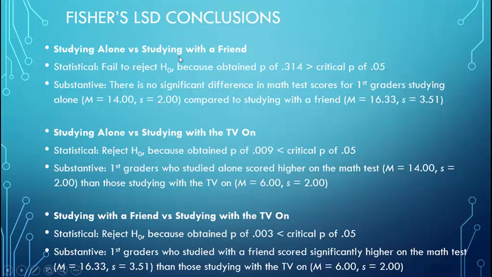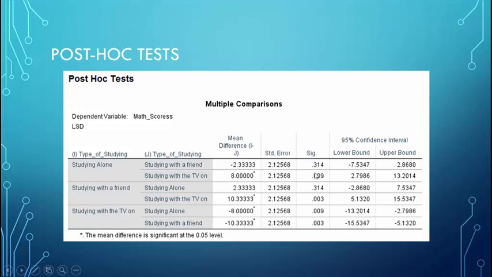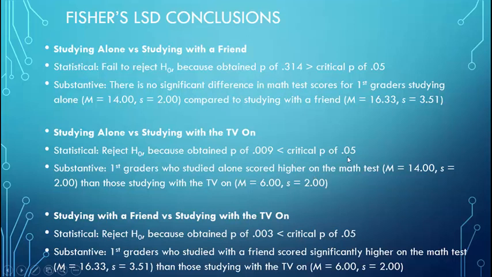So here we go. Studying alone versus studying with a friend. In that case, we fail to reject the null because our obtained P of 0.314 is greater than the critical P of 0.05. Substantively, there is no significant difference in math test scores for first graders studying alone. Here's their mean and standard deviation compared to studying with a friend. And again, you write the mean and standard deviation. What about studying alone versus studying with the TV on? Statistically, we're going to reject the null because our obtained P of 0.009, that's right here, is less than the critical P of 0.05.